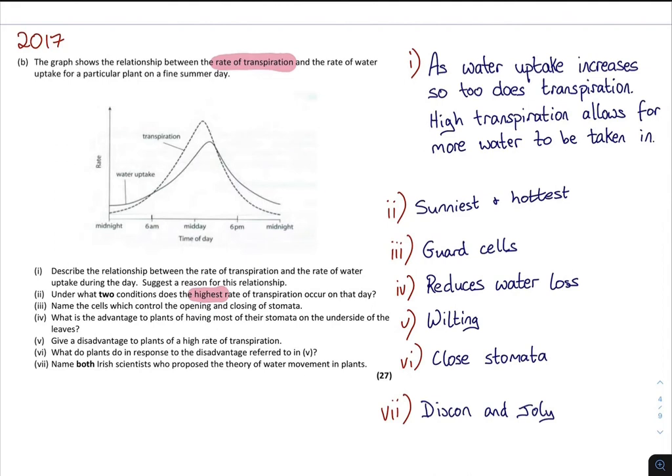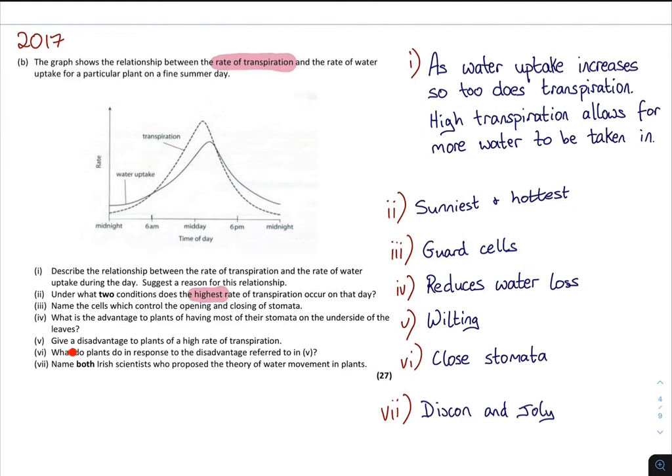Give a disadvantage of plants having high rates of transpiration. So that's wilting. High rates of transpiration isn't actually favourable the whole time, because wilting can occur. And that kind of makes sense, because if you have potted plants at home, and it's a really sunny day, you can see that the soil starts to dry out, the plant starts to droop and wilt. You have to water it yourself. That's because of the high rate of transpiration.